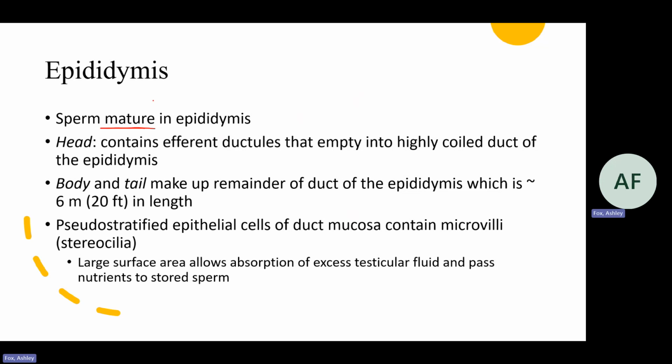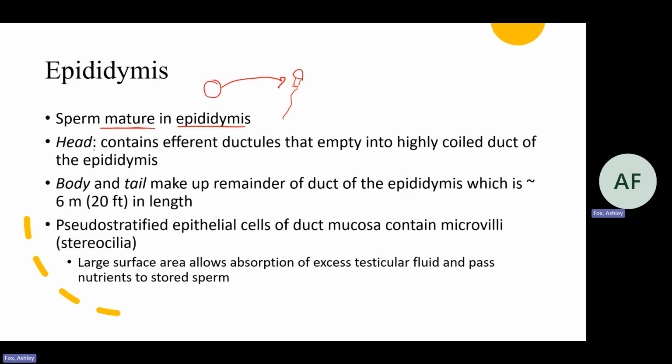So again, sperm are produced, so they're made, but they need to mature. When they're made, they're just cells. Well, we kind of know sperm are going to have the head, a midpiece, and a tail, so they can swim. So the maturing is going to happen in the epididymis, where the cell goes to swimming sperm.